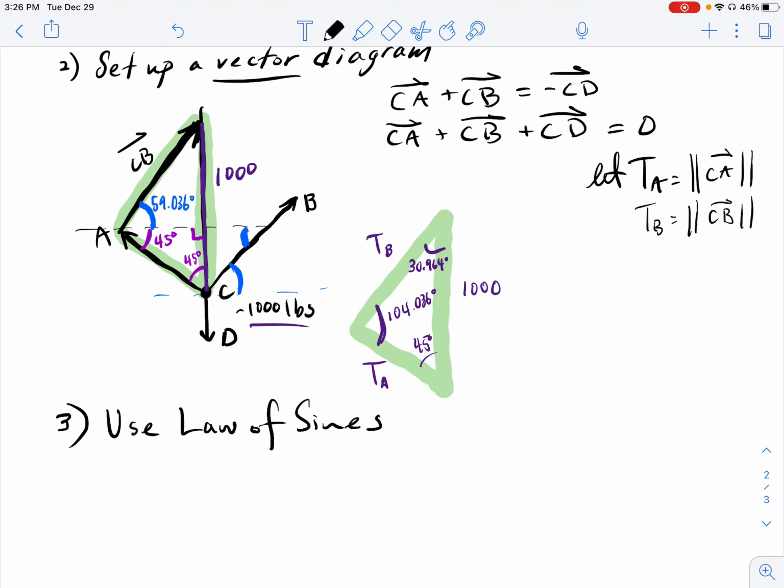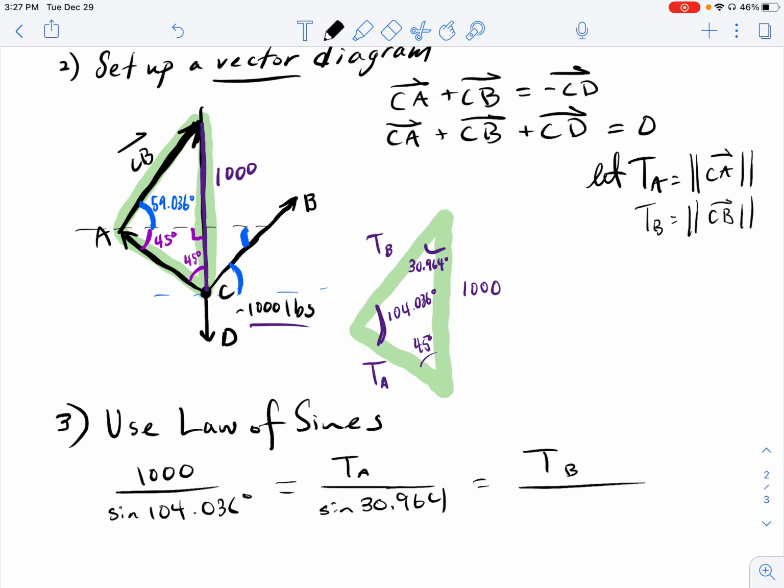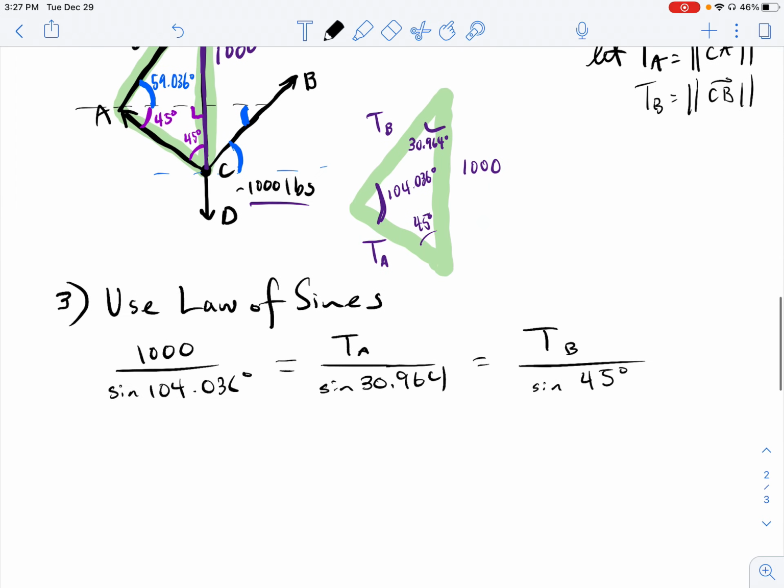So setting up the law of sines here, let's set up what we know. We know that the side length of 1,000 over the sine of 104.036 is going to be equal, that ratio is going to be equal to the tension of vector CA over the sine of its opposite angle, which was 30.964. And that's equal to the tension of vector CB, or what we say T sub B, over the sine of 45 degrees. So from here, you can solve it in any number of ways.